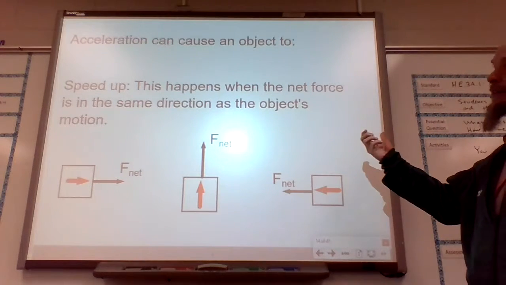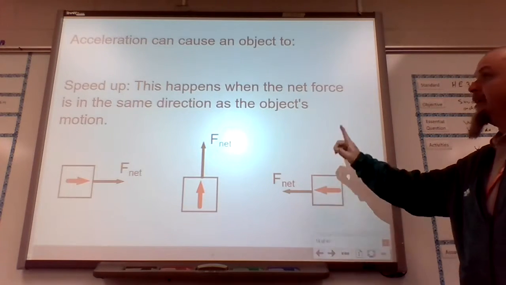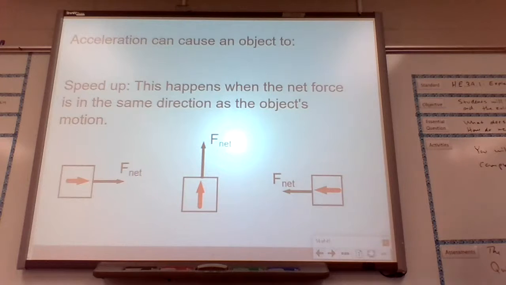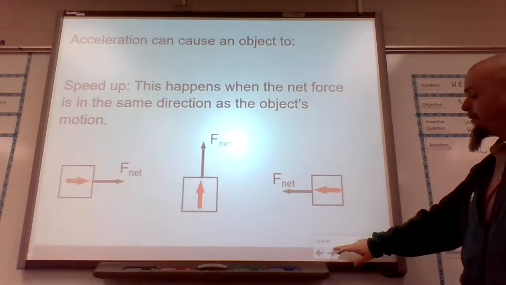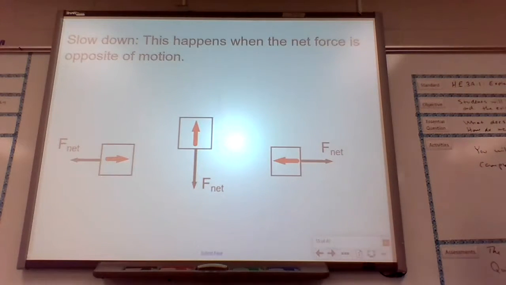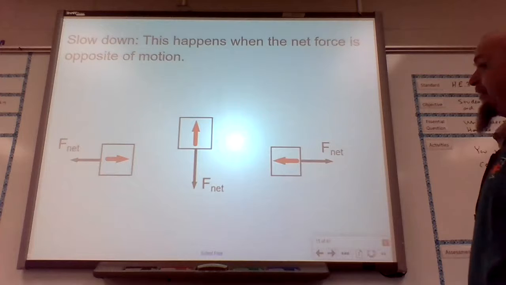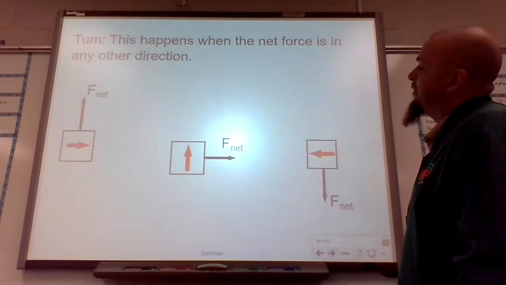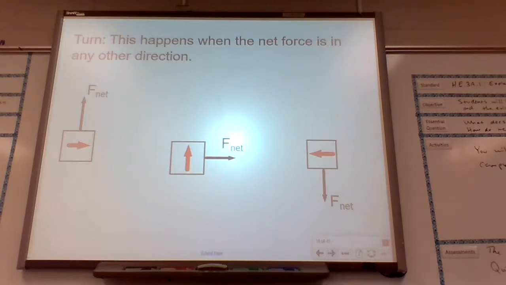So our first two possibilities deal with speed. If net force is in the same direction as the object's motion, it will speed up. If net force is in the opposite direction of the object's motion, it will slow down. The third possibility will be in any other direction. If the net force is applied in any other direction, then the object will change direction. The object would turn.